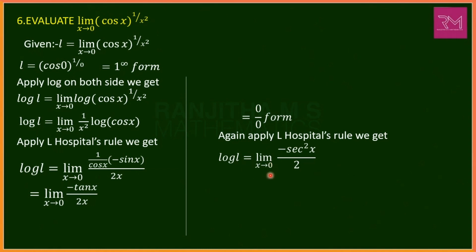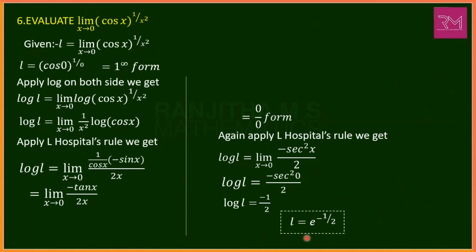Or we can apply as this form also. Log L is equal to limit x tends to 0 minus secant square x by 2. Substitute x value as 0, we get log L, which is equal to minus secant square 0 by 2. Here secant square 0 is 1. Hence we get log L value is minus 1 by 2. Hence L value becomes, if we take log to the right hand side, that becomes exponential power minus 1 by 2. This is the value of limit of cos x whole power 1 by x square as x tends to 0. This completes the problem.